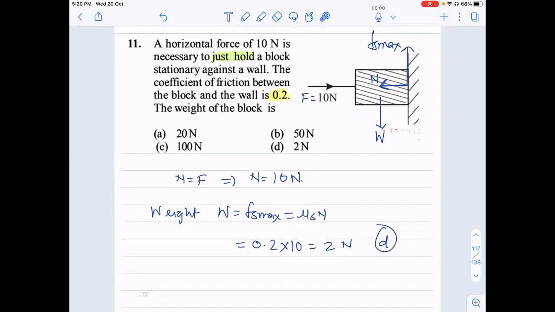But in the next question, it was not just able to hold. More force was applied. Let's see the next question now. This is okay. For those who were absent, this question is for them too. Those who were not there yesterday, just see.